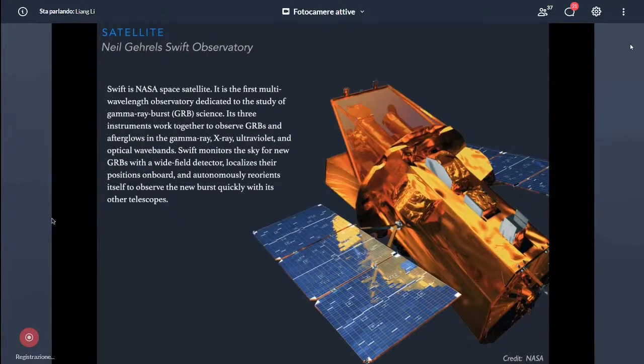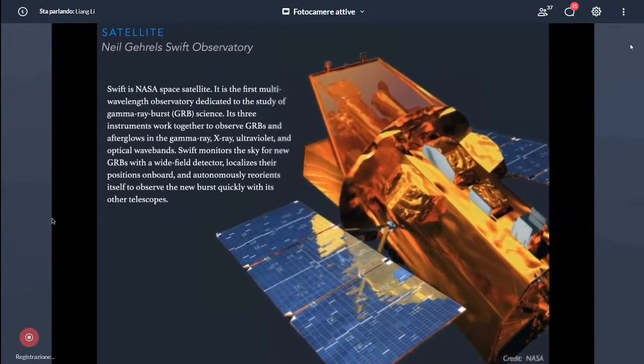Before going to my talk, let me first introduce several important satellites used in gamma ray burst observations. The first is the NASA Swift satellite, which was launched in 2004, and it is the first multi wavelength observatory dedicated to gamma ray burst science. Swift has three scientific instruments. First is the Burst Alert Telescope, which we call BAT, focused on triggering and detecting the gamma ray burst prompt emission. The other two are the X-ray telescope and the optical telescope, focused on afterglow emission observations.